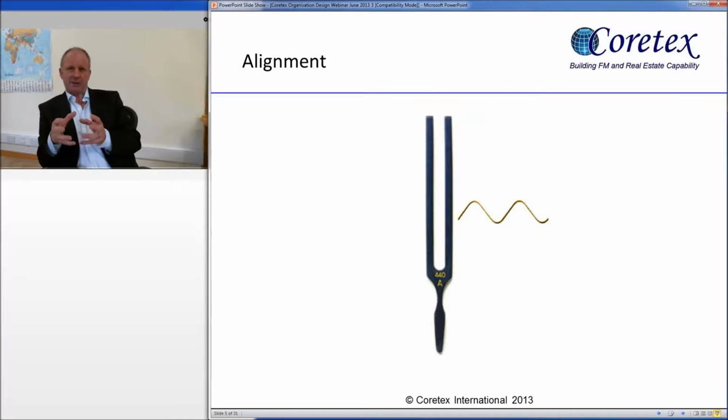So it's about aligning, tuning, fitting together the entity that relates to the facilities and real estate part of the organization inside of the organization as a whole, but still allows real estate and facilities to organize itself effectively.